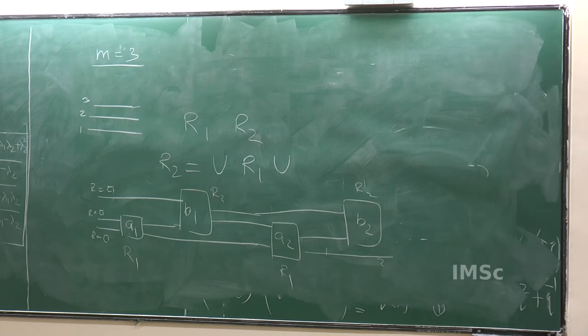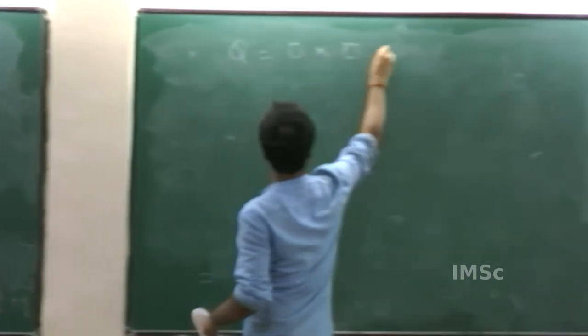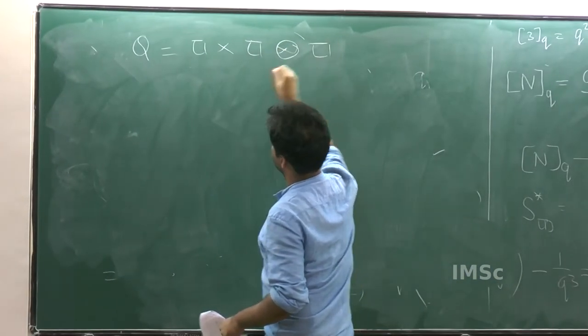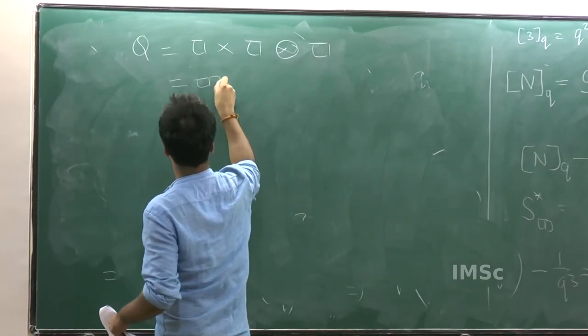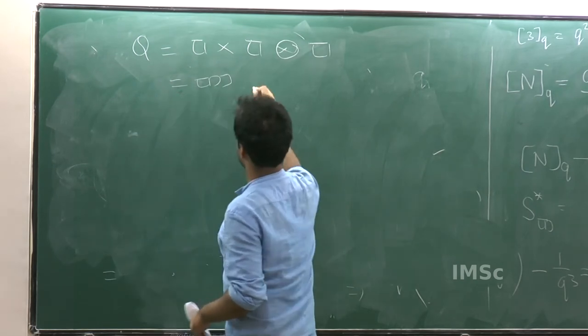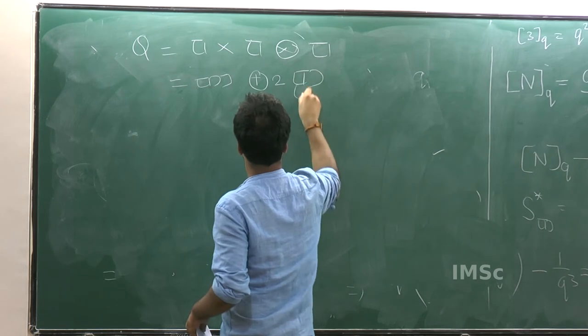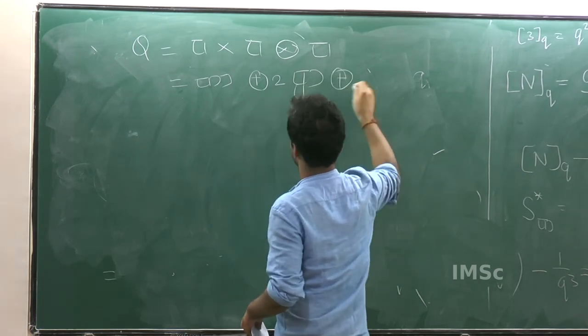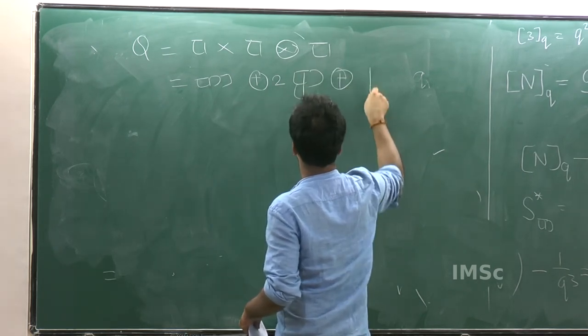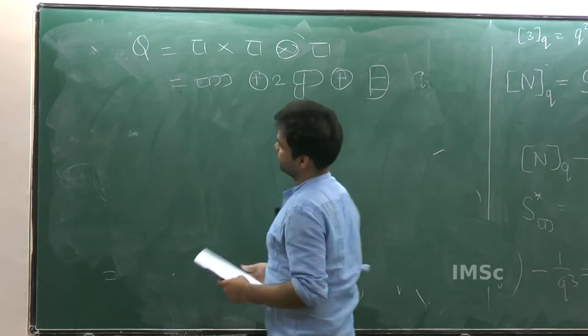So now what's the Q here? So Q is fundamental cross fundamental. It's three strand. So we have this one and two times this one plus this. That's the Q.